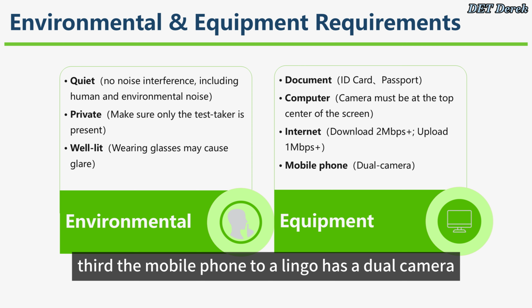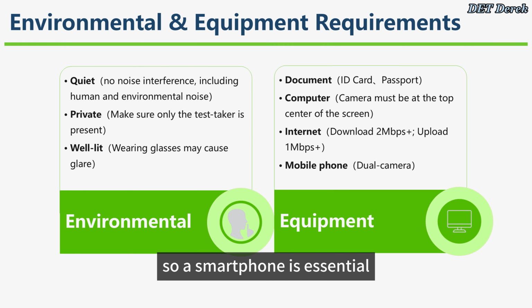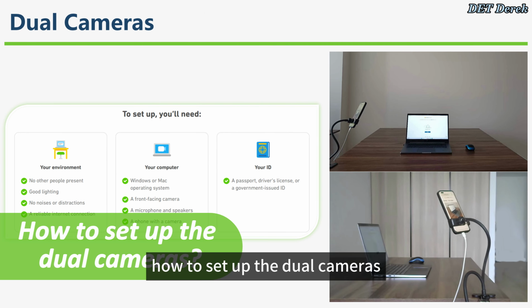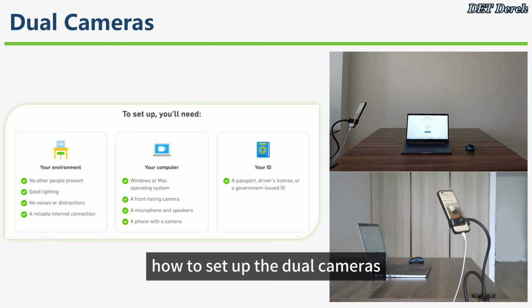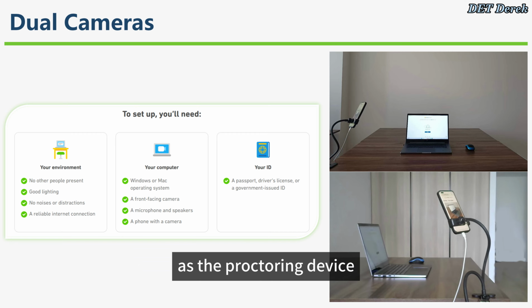Third, the mobile phone. Duolingo has a dual camera requirement: 1 computer for the test and 1 smartphone for proctoring, so a smartphone is essential. How to set up the dual cameras? The computer serves as the test device, with its top-centered camera as one camera. The mobile phone is placed beside it to record the entire test-taking process as the proctoring device.